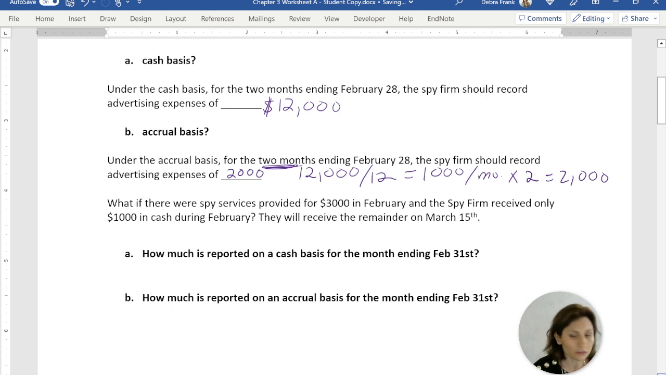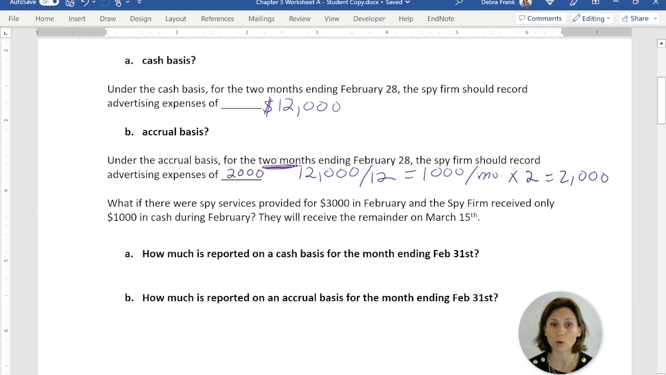That wasn't too bad. Let's do one more little problem. This one says, what if there were spy services provided for $3,000 in February? So they actually provided services in the month of February, and that was $3,000 worth. And the spy firm received only $1,000 of cash during February. So during the month of February, they only received $1,000 from the customer, even though they gave $3,000 worth of services. And they will receive the remainder in the next month of March. Okay, let's go ahead and look at this.